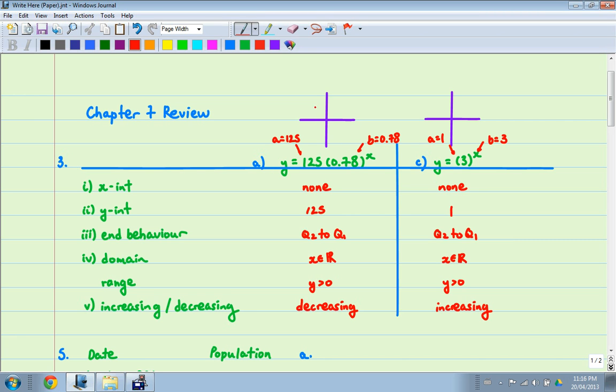Okay. The question doesn't ask to sketch these, but if you did, here's what they will look like. Just very quickly, on the quiz or test, you do need to mark down the y-intercept. In this case, this would be 125. And for this function, it will just be 1. So a fairly straightforward question to start us off.